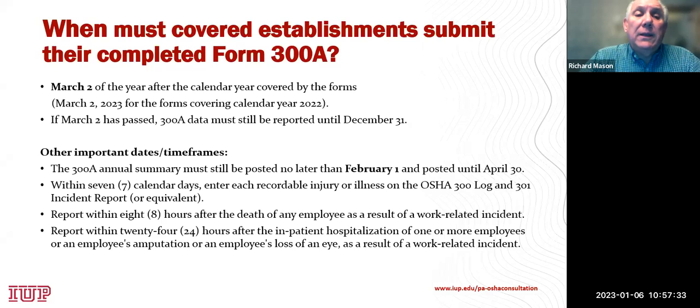Okay, but let me mention that this doesn't exempt you from other important dates and time frames. The 300A annual summary is still required to be completed internally and posted where your employees can see it, no later than February 1. And it has to stay posted at least until April 30. A lot of businesses leave it up all year. There's nothing wrong with posting it longer, but you're required to have it posted February 1 until April 30.